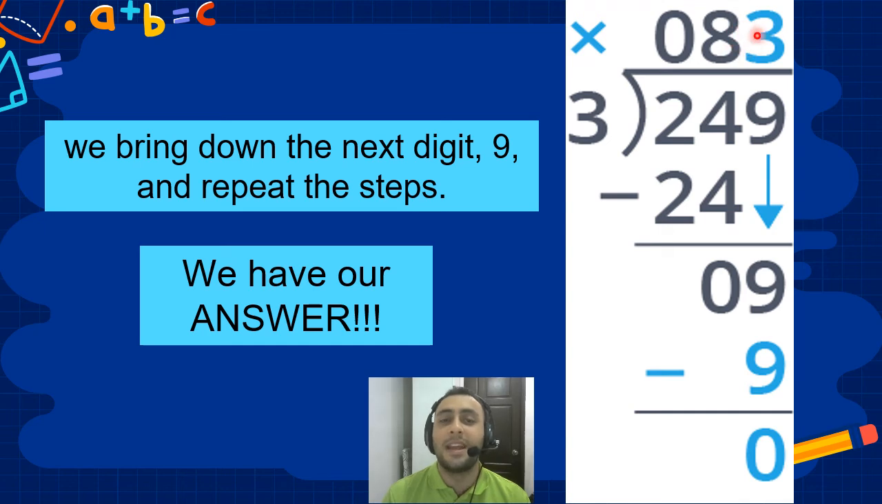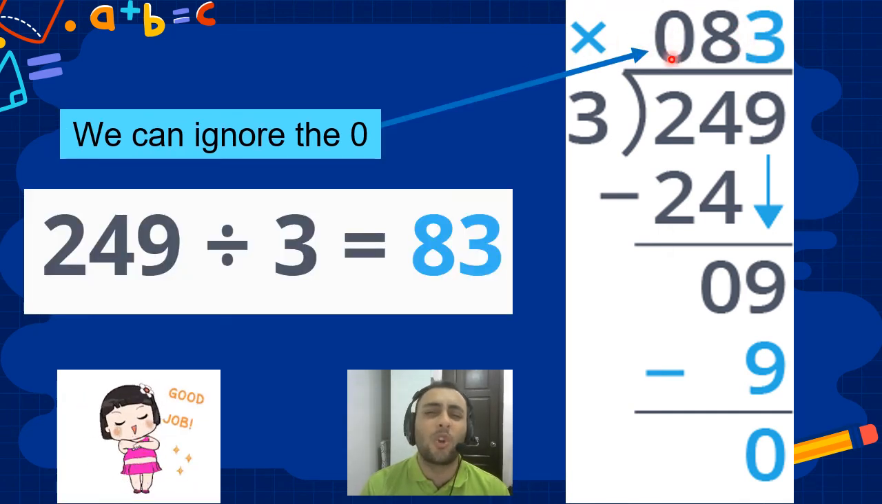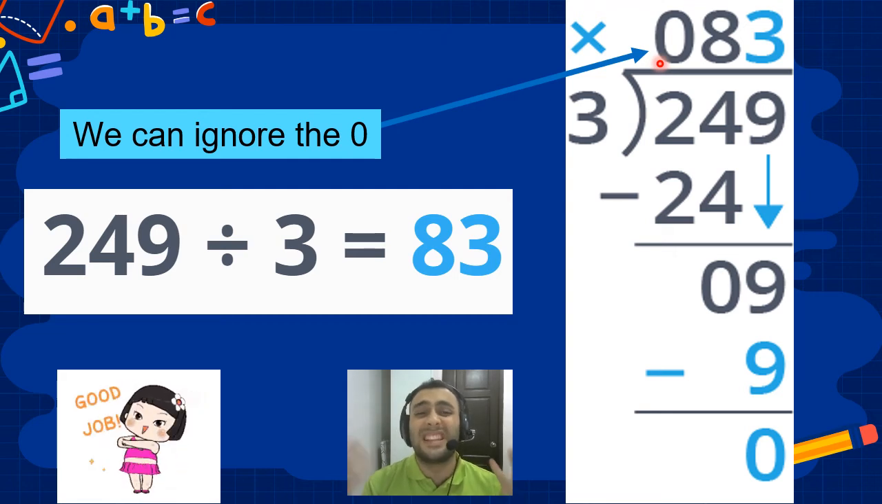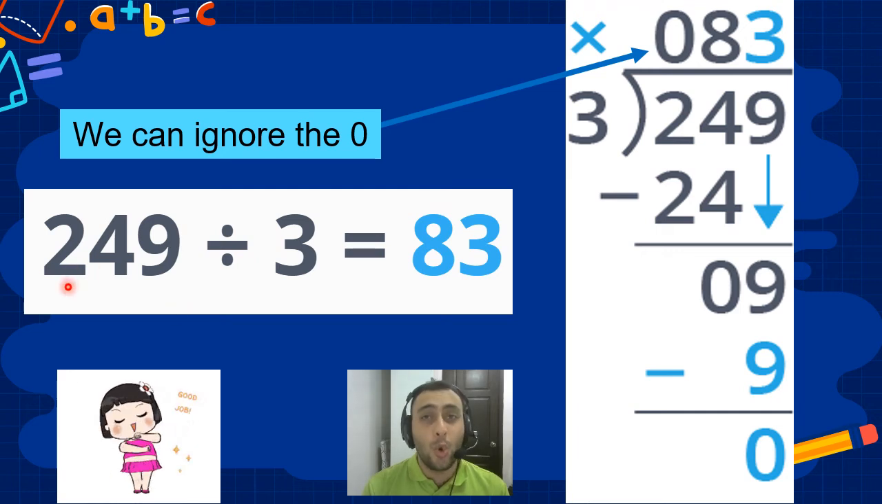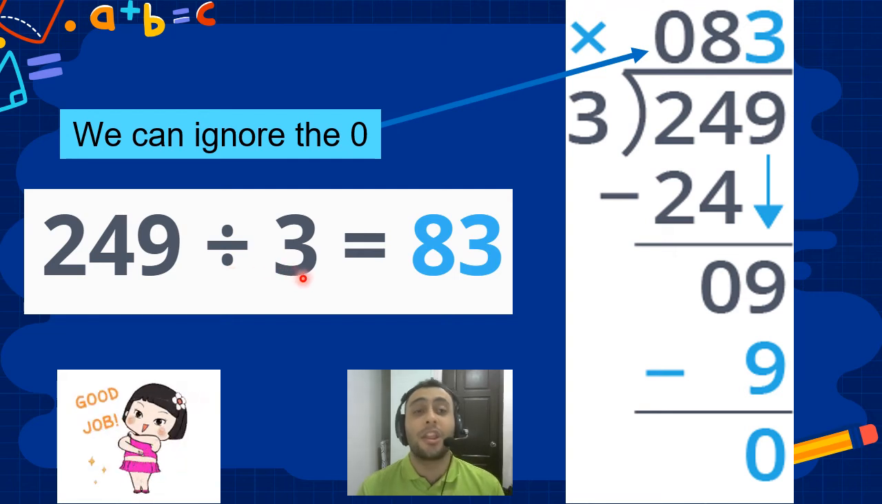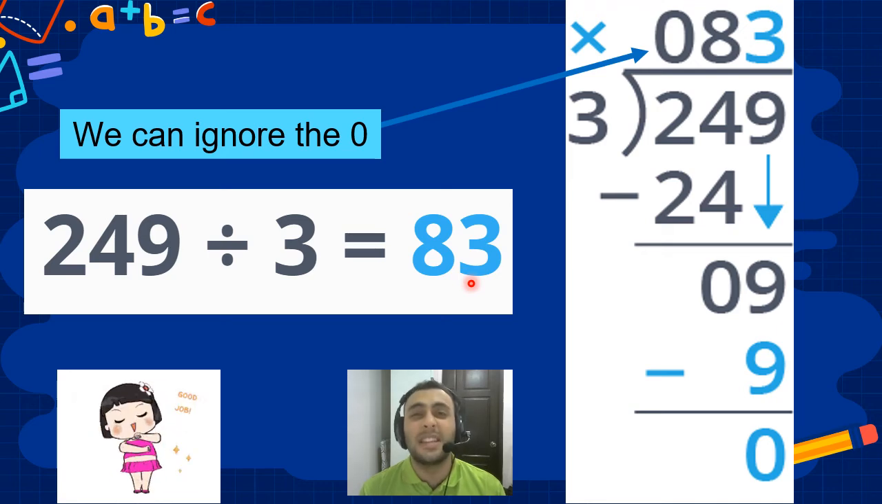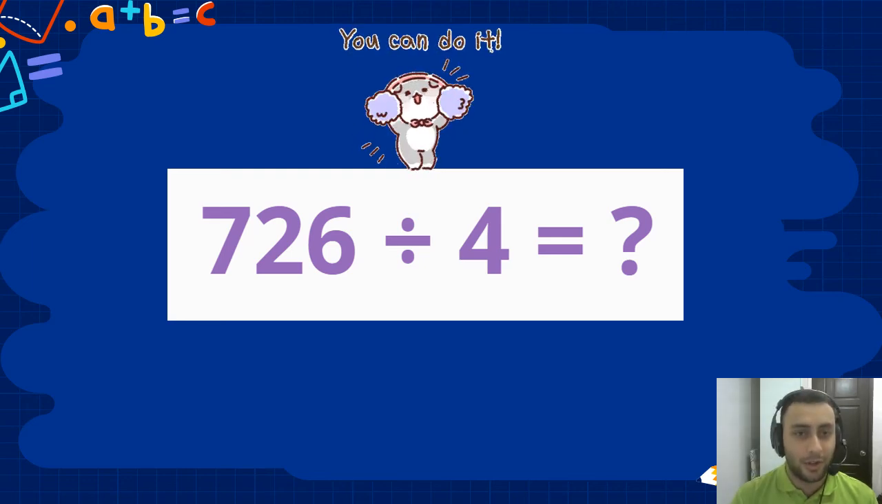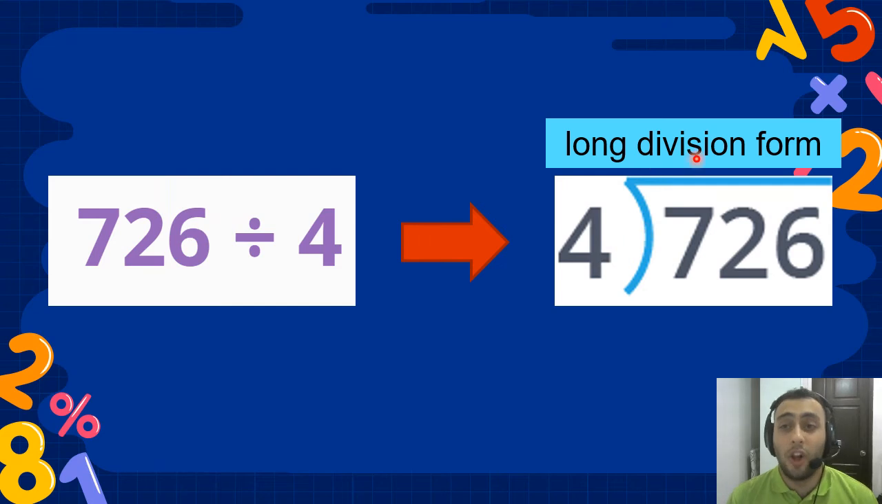We have the answer. It's 83. Now guys, we can ignore 0 because 0 means nothing. So the full answer, let's read it all together. 249 divided by 3 equals 83. Easy peasy, I know, and good job to you. Now let's do one a little harder. 726 divided by 4 equals, I don't know, let's do long division.